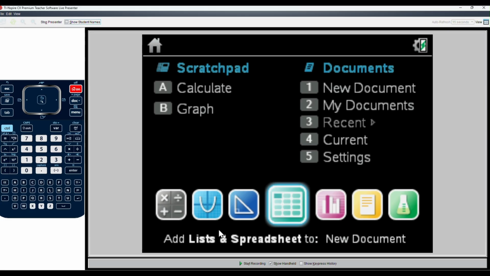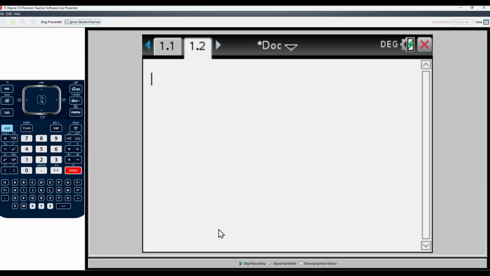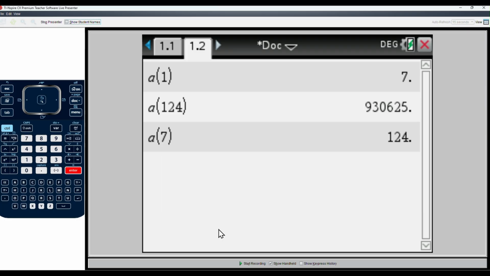And because the TI-CX, it's global, I'm going to go ahead and select the calculator. And if you remember, the first term was 7. So if I say a parenthesis 1, it should return 7, and it does. So the seventh term was 124. So a of 124, we hit enter, and we get, oh, excuse me, I didn't want the a of 124. I wanted the a of 7. So let's try that. A of 7. There we go, 124.